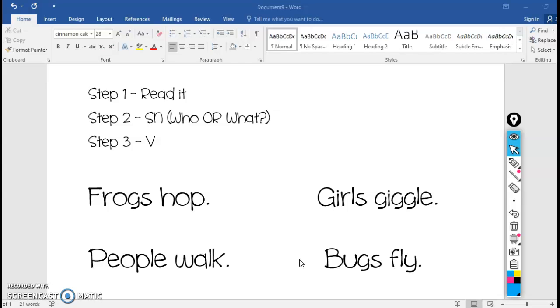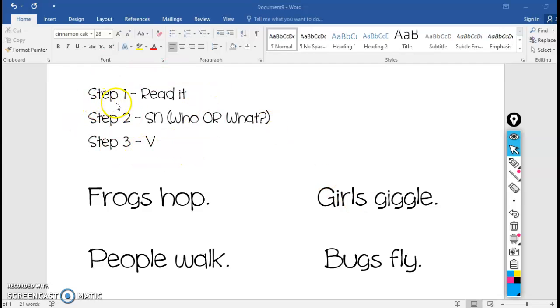So far we've only learned subject nouns, which is a person, place, thing, or animal that the sentence is about. And we've learned verbs, which is an action word or something you can do. So all of our sentences so far just have two words. They're very simple. I've got some sentences down here that I'm going to show you how to classify. And up here I have the steps to classifying it.